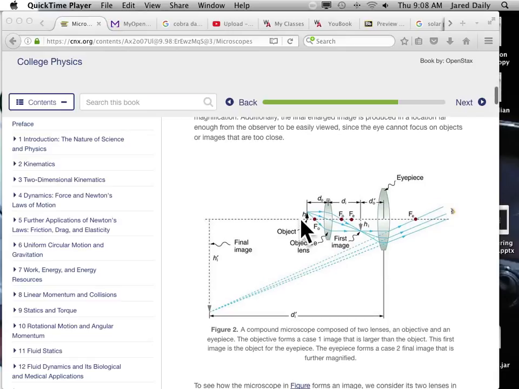And you can use the lens equation once here. Your object distance here will be positive. Your image distance here will be positive. But because this is a virtual object for the second lens, when you use the lens equation for the second lens, you're going to use a negative distance to your virtual object and then calculate the distance to your virtual image.